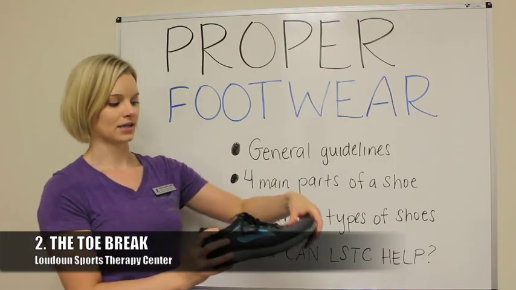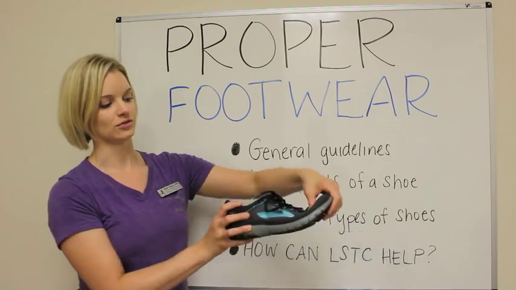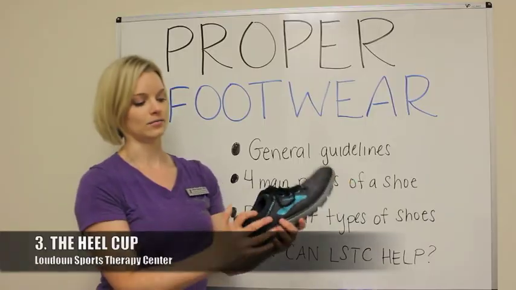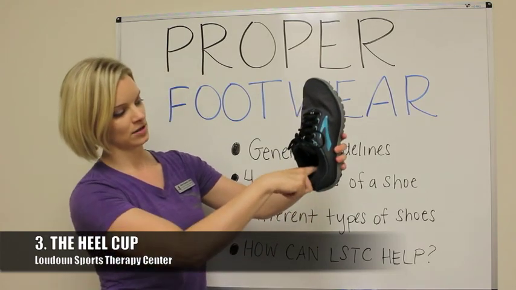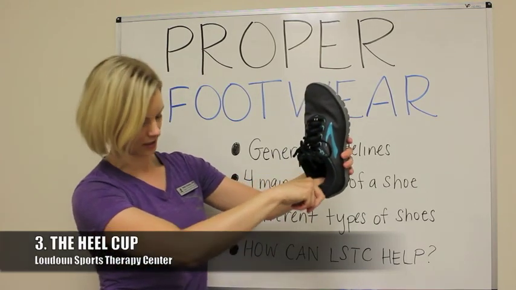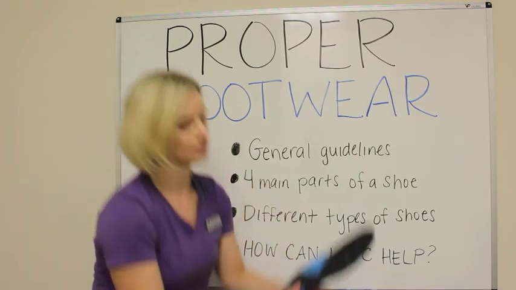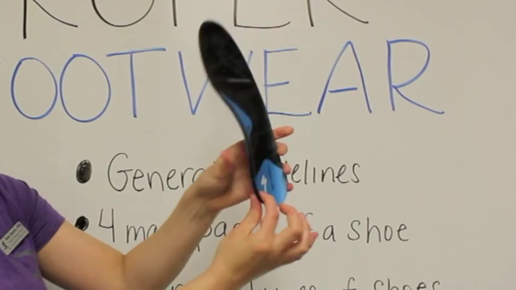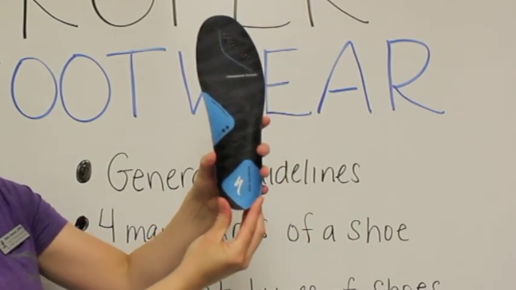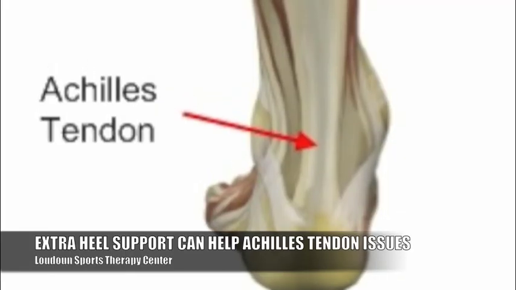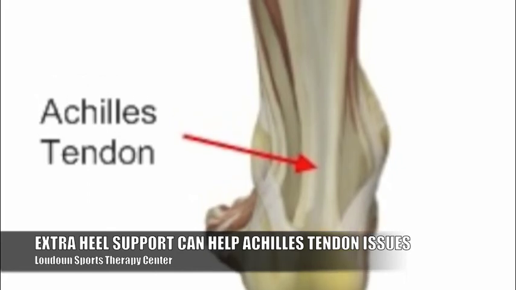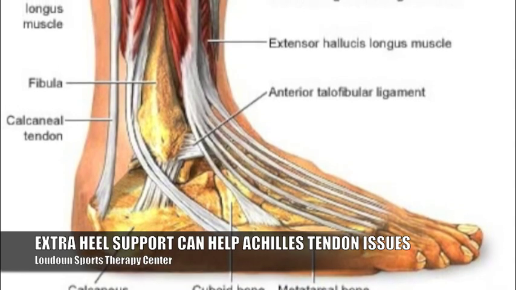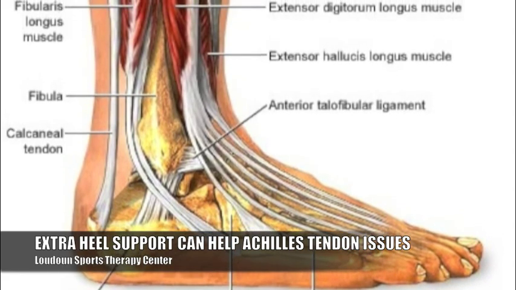The toe break is the second part of the shoe, which is where the shoe actually bends when you're walking. The third part is the heel cup, which is this part of the shoe on the inside. And I also brought a little insert here so you can see this has a little bit deeper heel cup here to provide a little bit of extra support. If any of you have Achilles tendon issues, this can be helpful to give you a little bit more support around that area there and just help redistribute the weight of your foot.